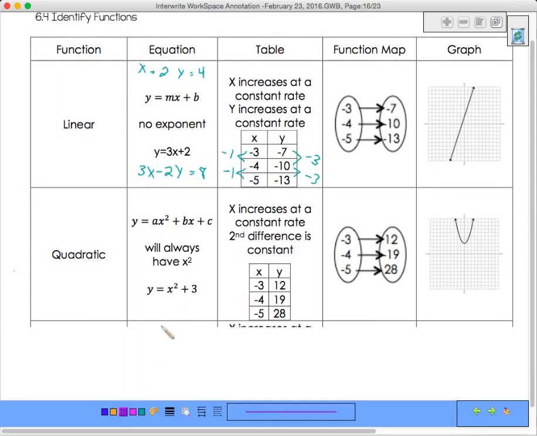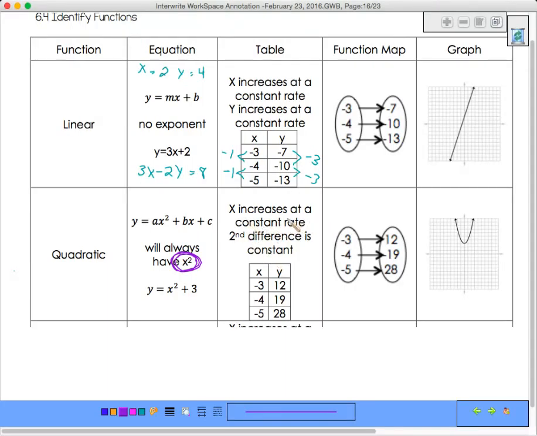Then for quadratic, that's the next one we did. That's the U-shaped graph. And that means we have an x squared. It has to have an x squared. If it doesn't have an x squared, it's not quadratic. Okay? It could have that middle term, so it could be like y equals negative 5x squared plus 2x plus 4 or something. Or like this one just has the x squared. It doesn't have the x term. It's still quadratic as long as it has an x squared.